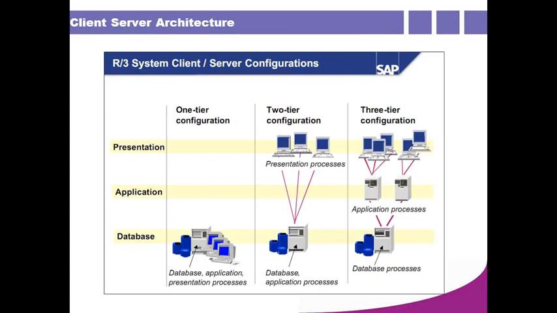That means the presentation layer, application layer and database, three layers, we are installing in a single server. That is called one tier configuration. Means in a single server we are configuring all three layers. But remember, this one tier configuration is not recommended for business. For the best performance and best effective results, one tier is not recommended.